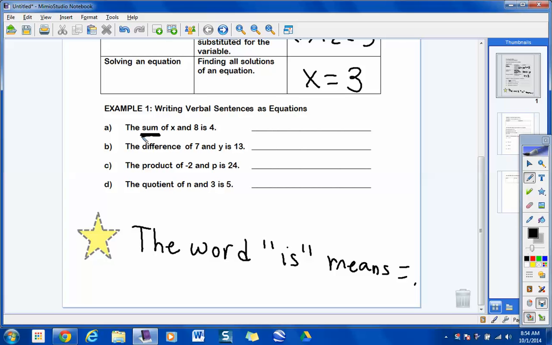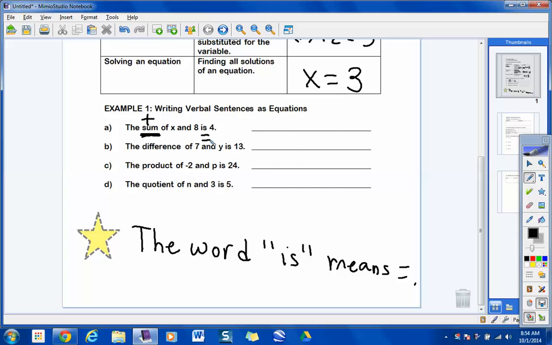If I say the sum of 4 and 2, what would you tell me? That means addition. Good, Taryn. So this word sum, you might want to say this means plus. So what are we adding together? It says the sum of x and 8, and then "is." Is going to be like the equal sign there, isn't it?